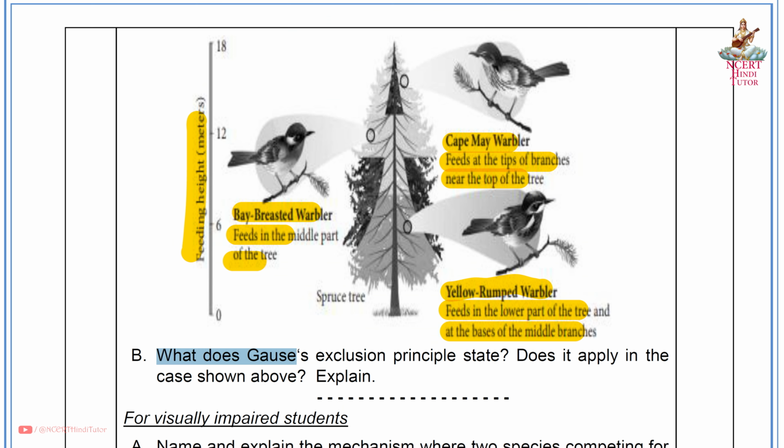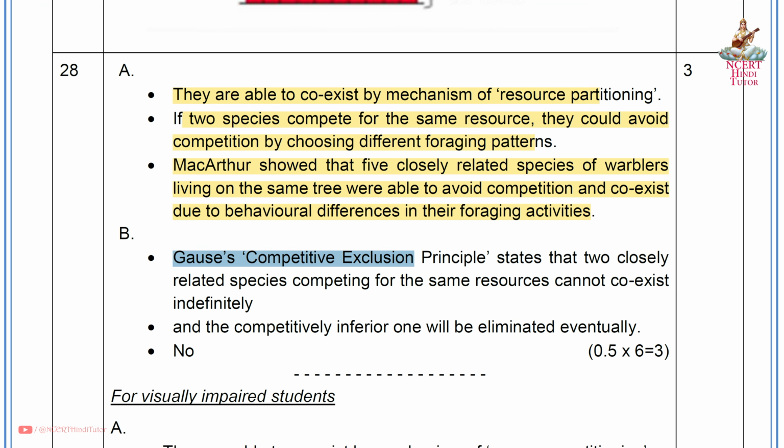B. What does Gauss's exclusion principle state? Does it apply in the case shown above? Explain. Answer. Gauss's competition exclusion principle states that two closely related species competing for the same resources cannot coexist indefinitely, and the competitively inferior one will be eliminated eventually. No, it doesn't apply to the case above.